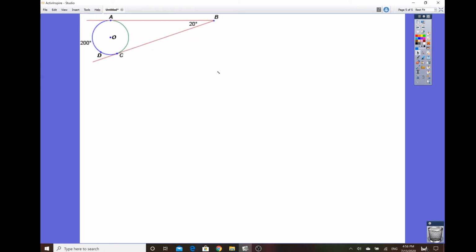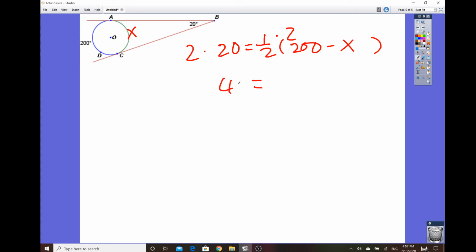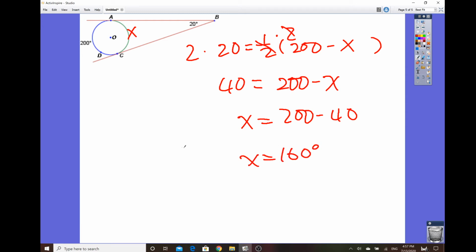Okay, so it looks like this one is missing the minor arc, RAC or CA, depending on which way you read it. So 20 equals 1/2 times the quantity of the major arc, which is 200, minus X. Again, isolate the variable, so we need to get rid of the 1/2. We multiply by 2 on both sides, so we get 40. So X equals 200 minus 40, which is 160. So the measure of RAC is 160 degrees.